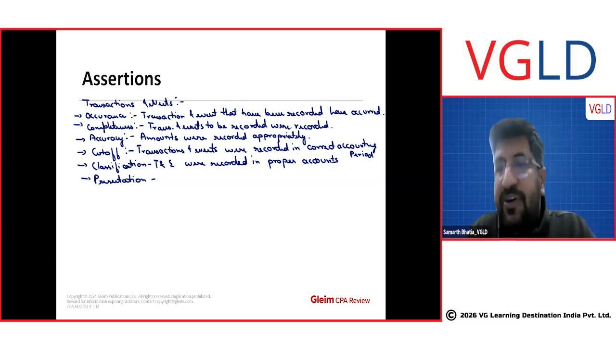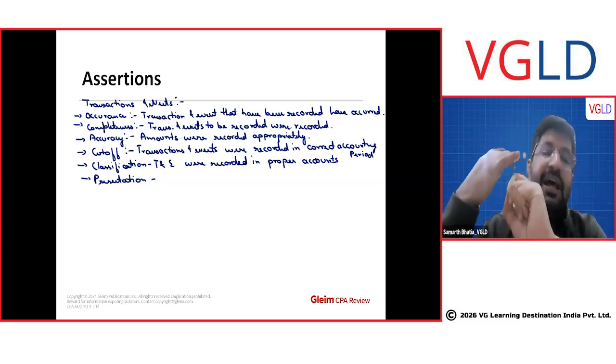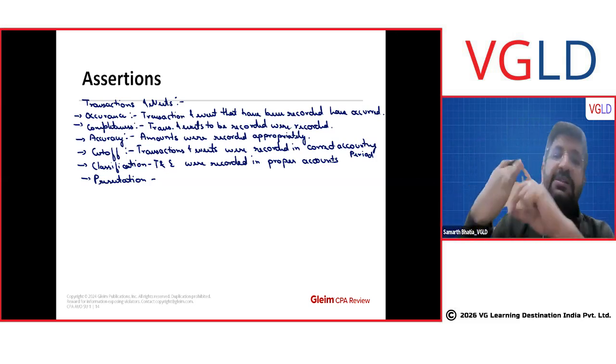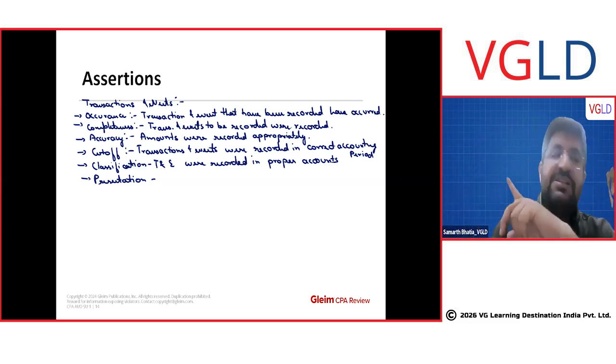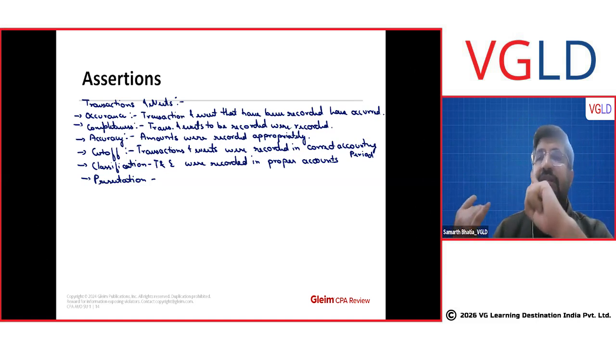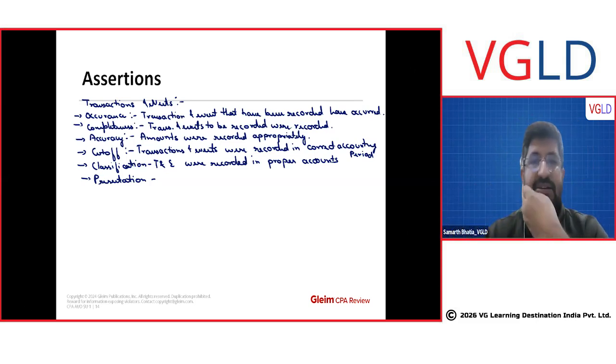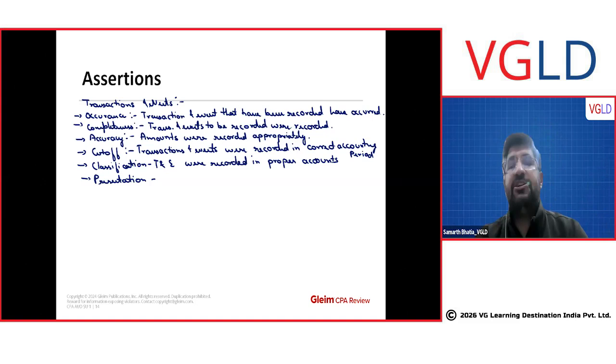So as an auditor, we have to look for everything. We have to look for occurrence. Whatever transaction is recorded by the company has occurred. Lot of times it is possible that sales are recorded, but actual sales have not happened. Then completeness: all the transactions and events that need to be recorded were recorded. Accuracy, amounts were recorded appropriately. Incorrect amounts are not recorded. Cutoff means proper period it should be recorded. Classification means in the proper account. Presentation means properly presented.